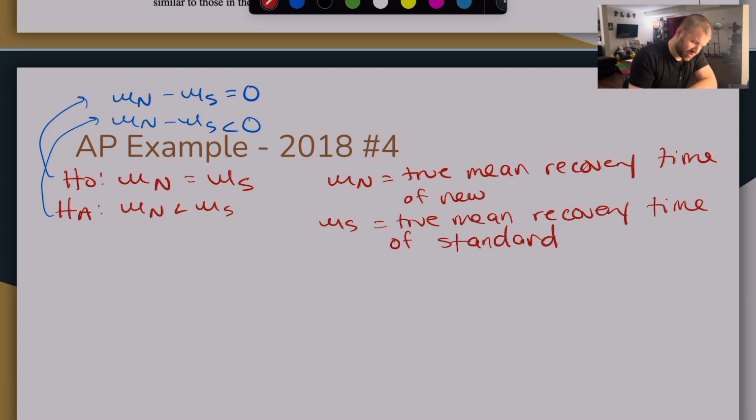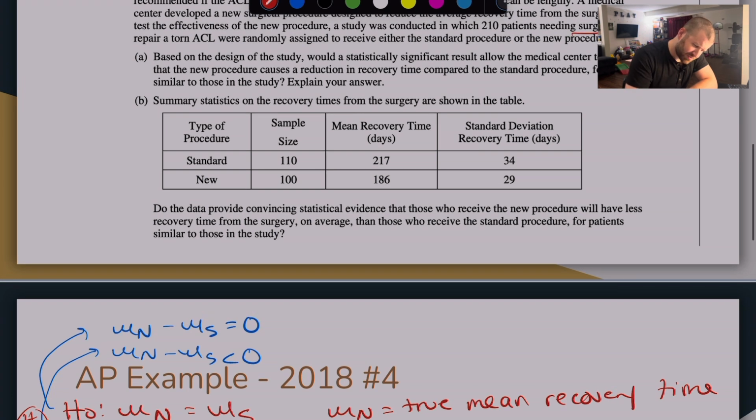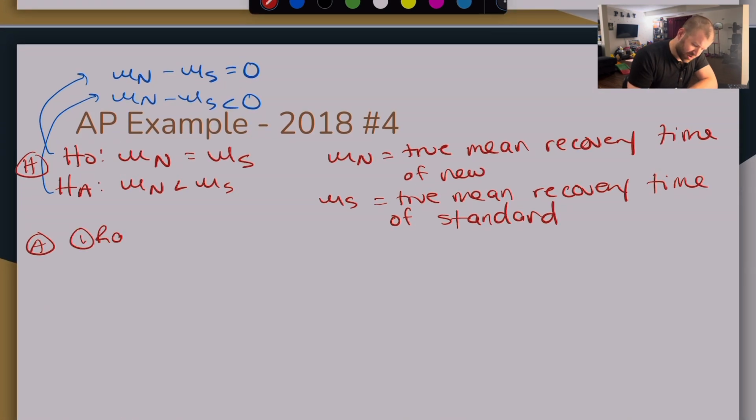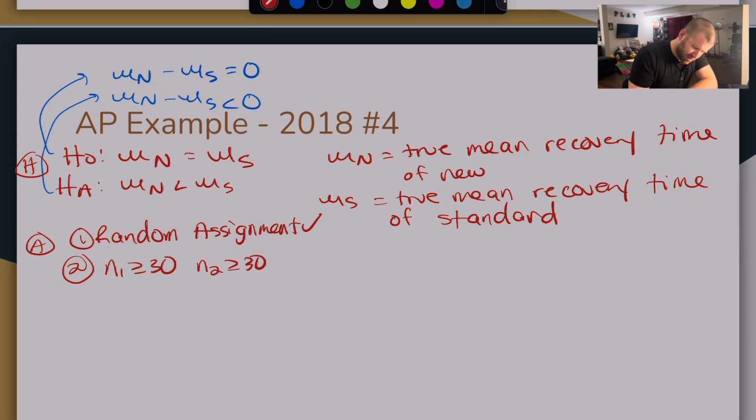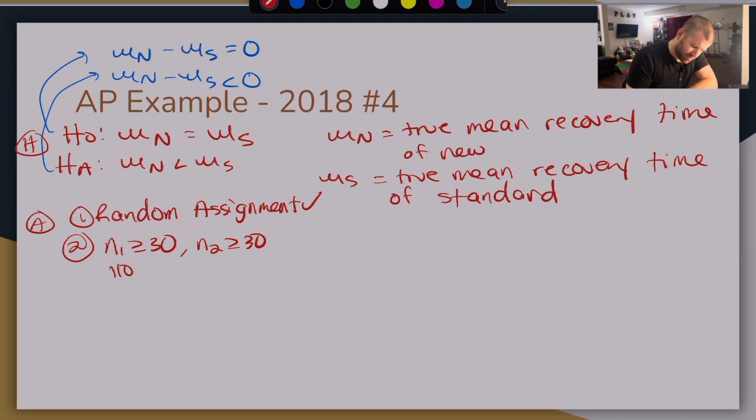So for my assumptions now, right, so here's my hypotheses. My assumptions. What's important here is that we had random assignment. Right, this says we're randomly assigned. So we have random assignment. Perfect. And both my sample sizes are greater than or equal to 30. As you can see here, one is 110 and one is 100. I'm good to go. My test is a 2-sample t-test.